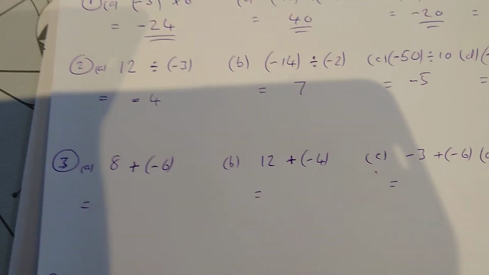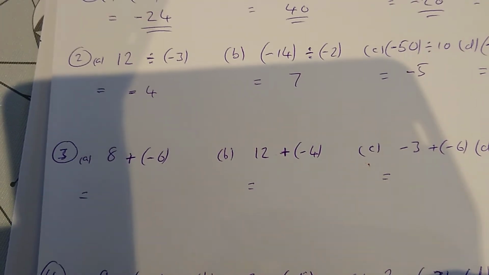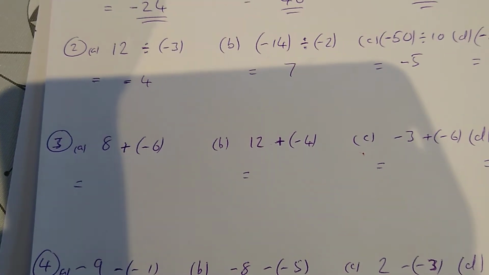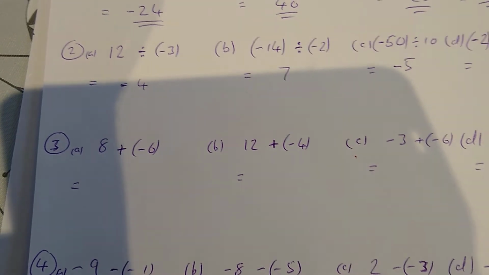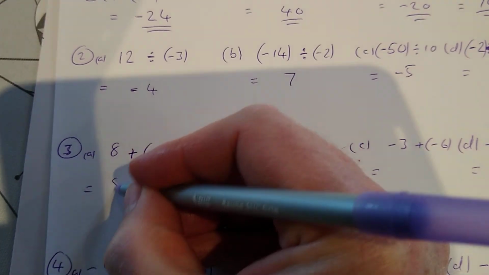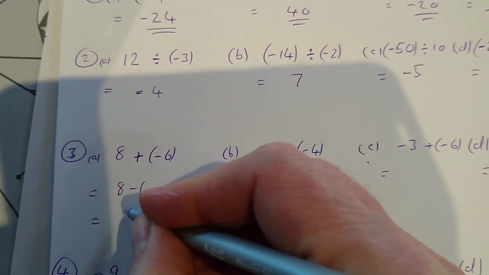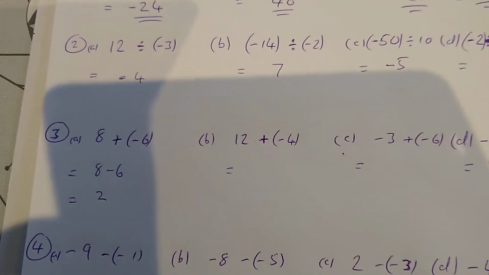Question number 3 here. 8 plus -6. If we are adding a negative number, remember we said in class that's like doing a quiz and getting a penalty. So you're adding on a 6-point penalty here. So we're essentially taking away 6 from the 8. So I'd show my working like that. And then 8 take away 6. So 8 subtract 6 is 2.